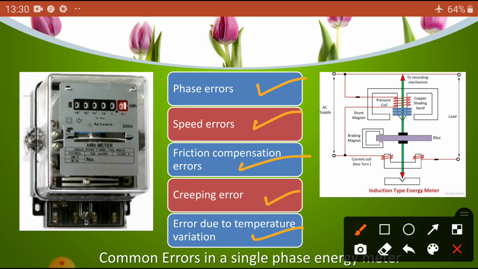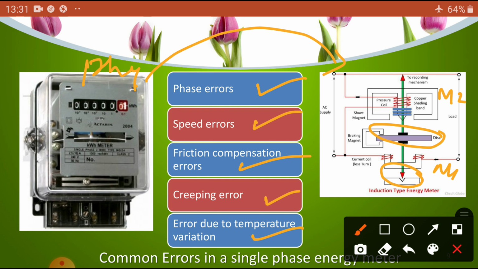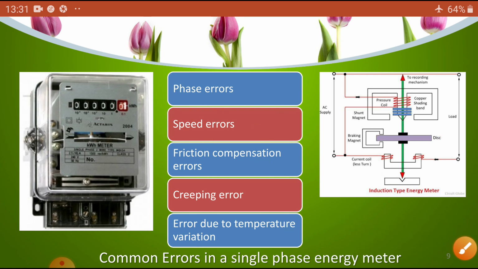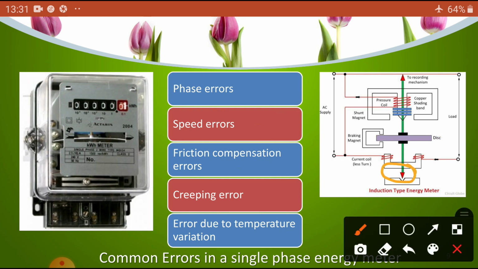So this is the physical energy meter, and this is our circuit diagram. What does the circuit diagram consist of? This is M2, this is M1, and this is the disc. And there is a possibility that errors may take place. You can see here what the possible errors are. Maybe error takes place here.